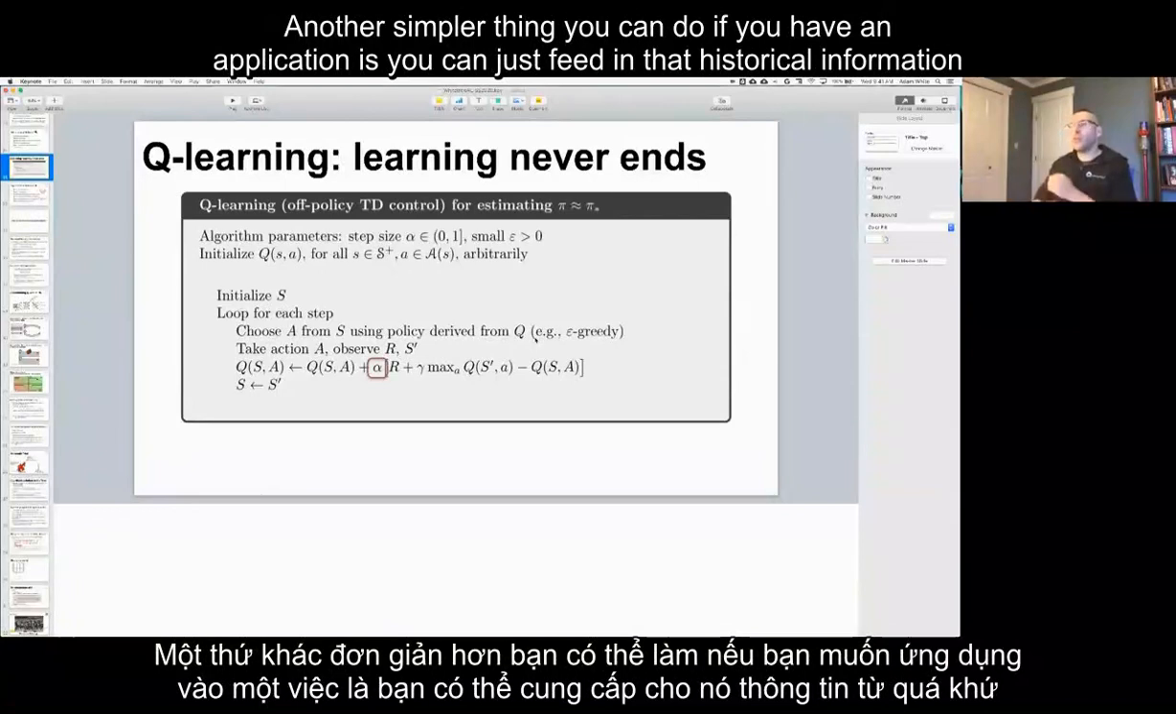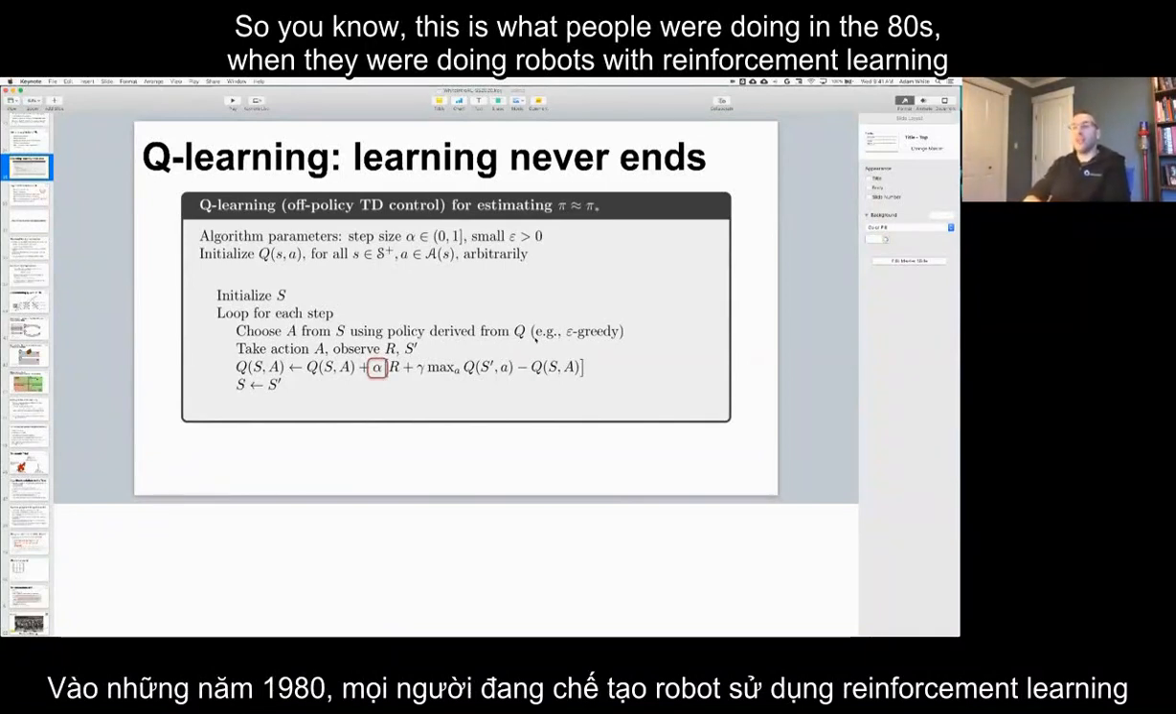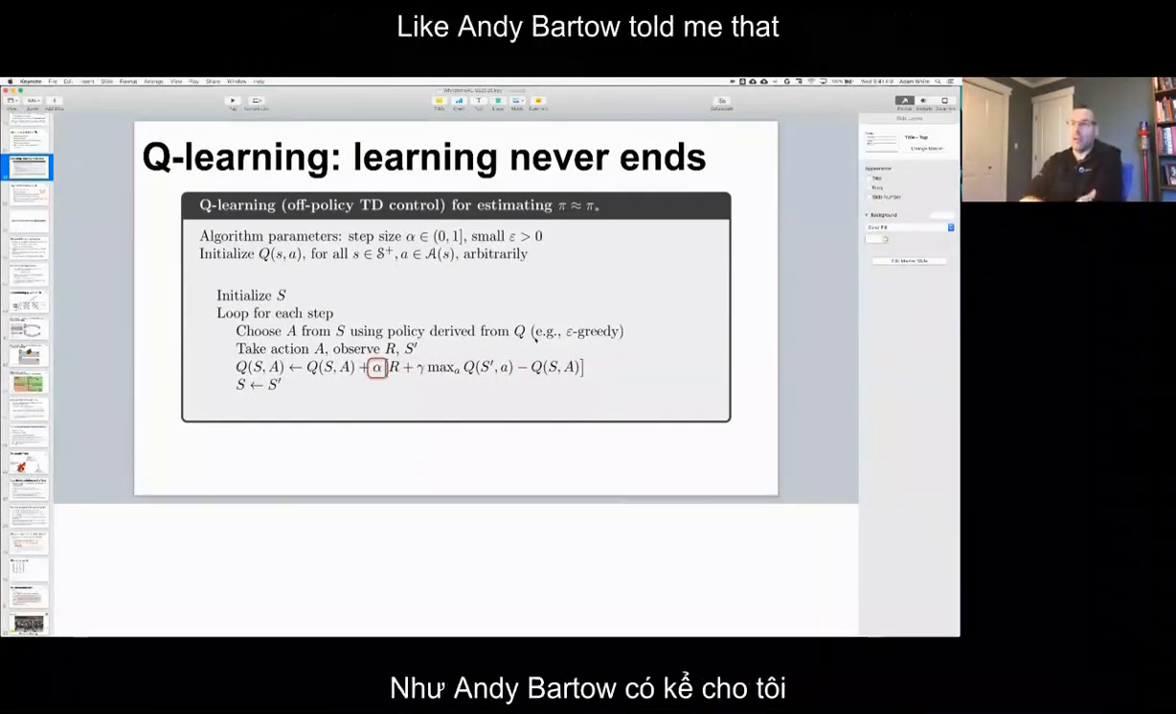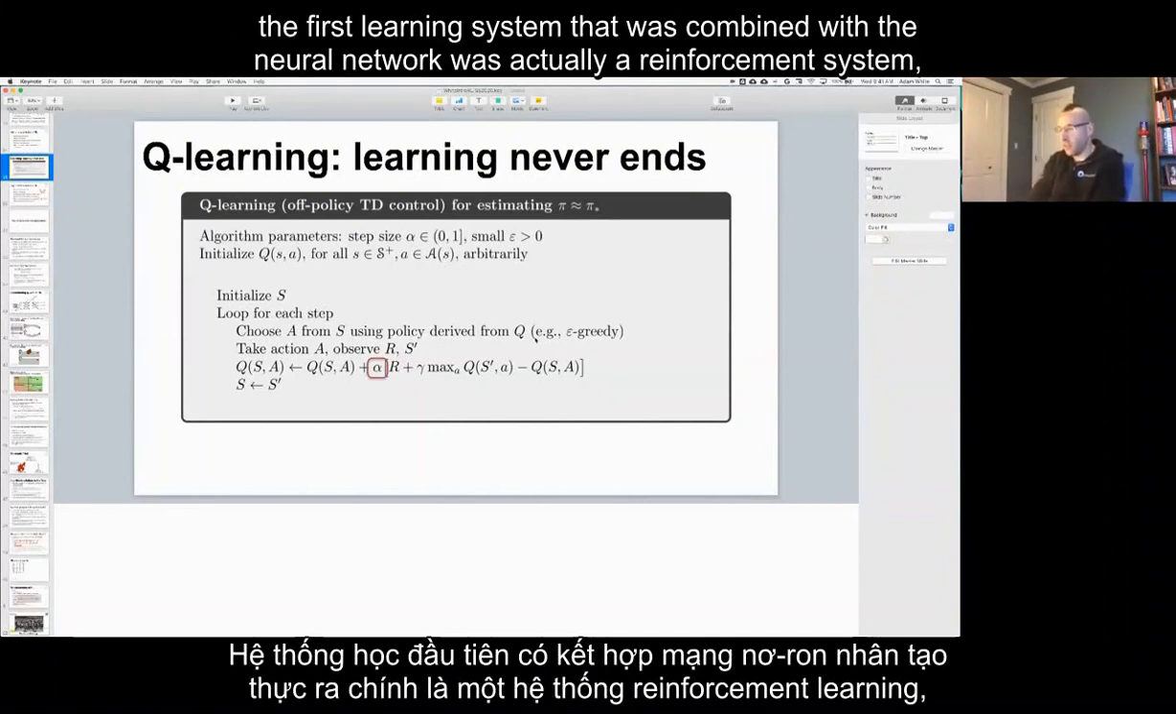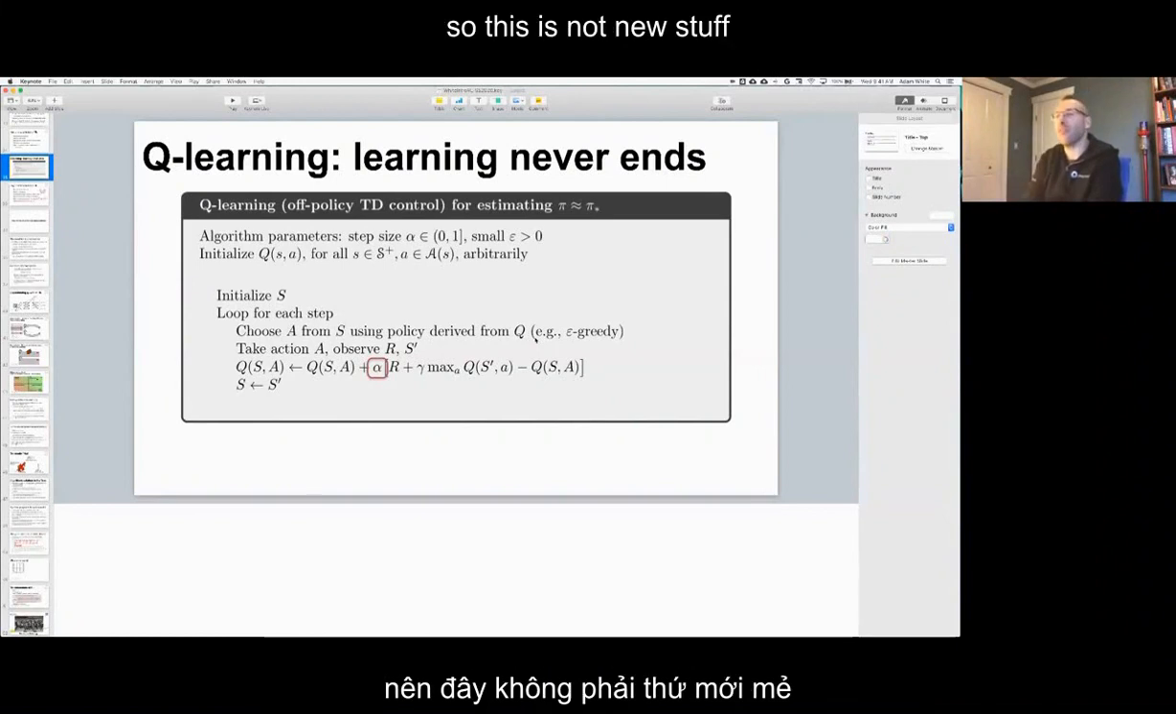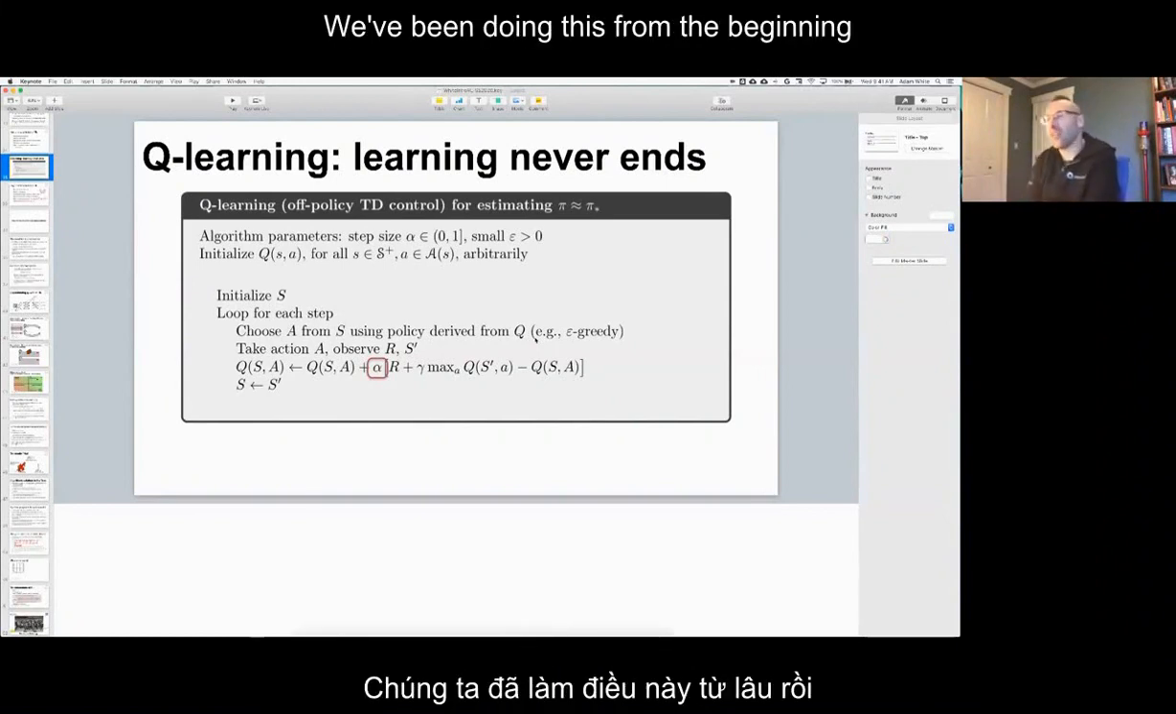Another simpler thing you can do if you have an application is you can just feed in that historical information. So, this is what people were doing in the 80s when they were doing robots with reinforcement learning. Andy Barto told me that the first learning system that was combined with a neural network was actually a reinforcement learning system. So this is not new stuff. We've been doing this from the beginning.